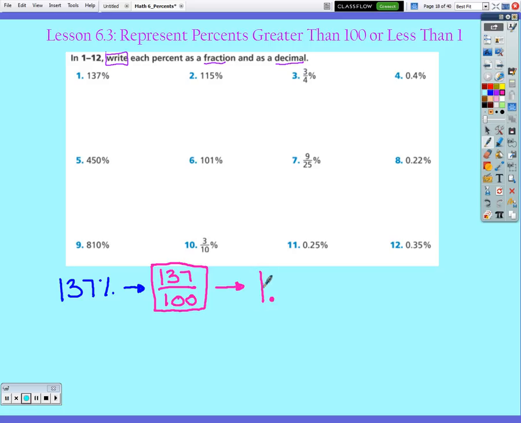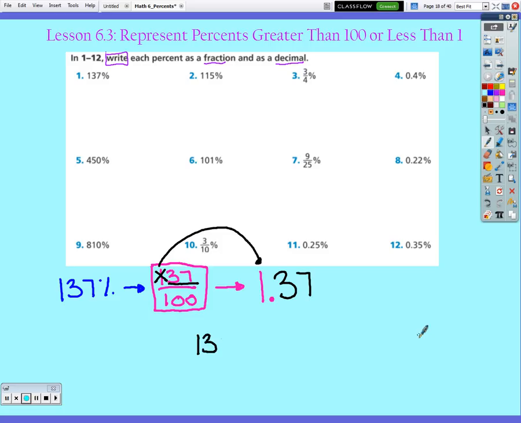That's the one whole. Once I take that one whole out, I am left with 37 hundredths. We can write 37 hundredths just as that. So this is the decimal equivalent of 137%. It's 137 over 100 as a fraction, which is then transferred to 1 and 37 hundredths. If that's hard to see, you can always do the long division.